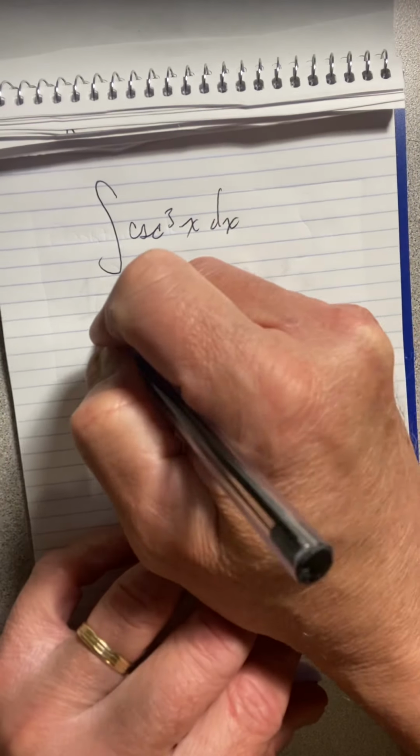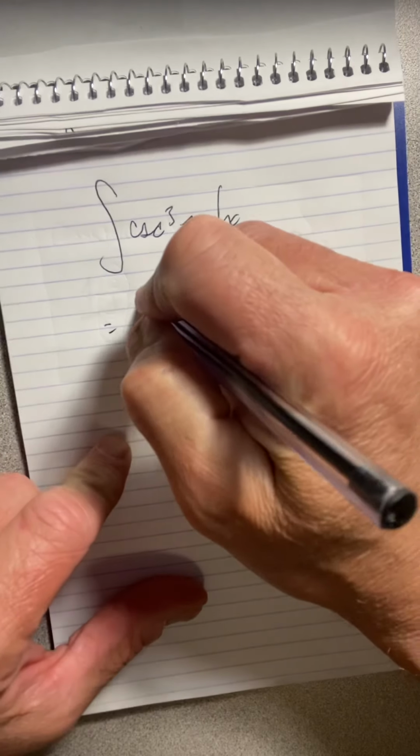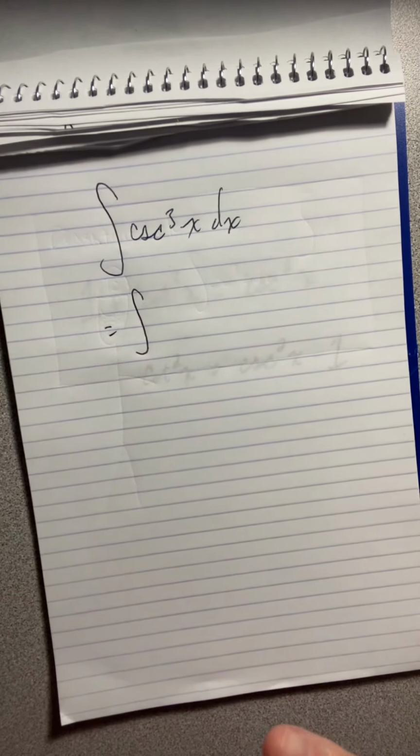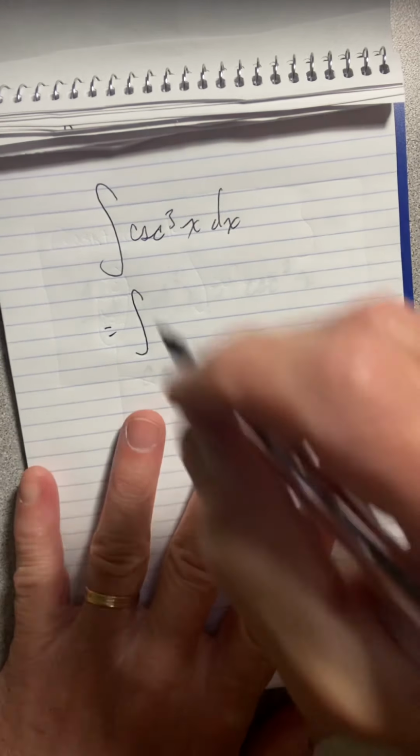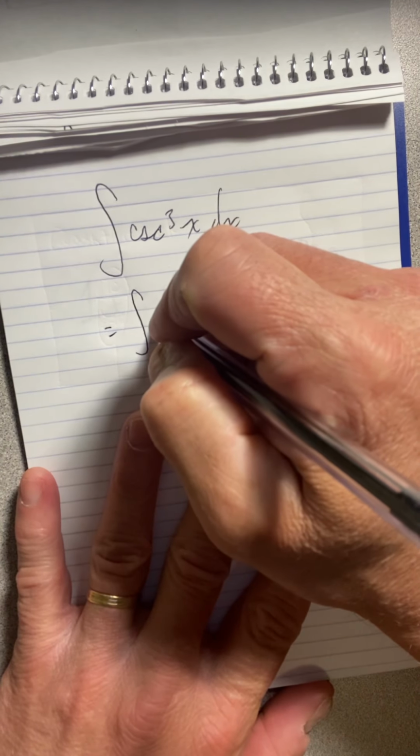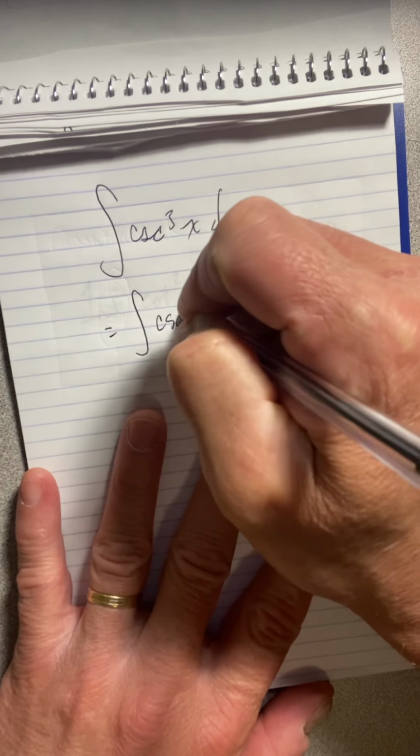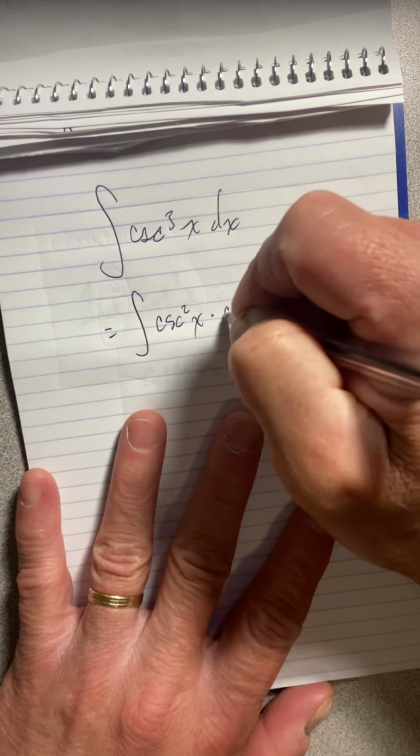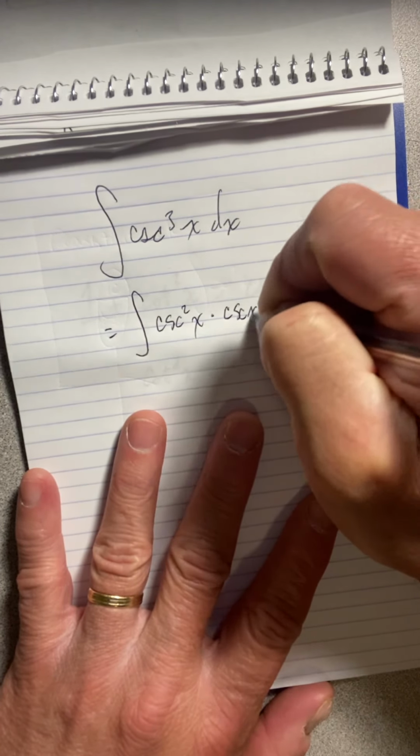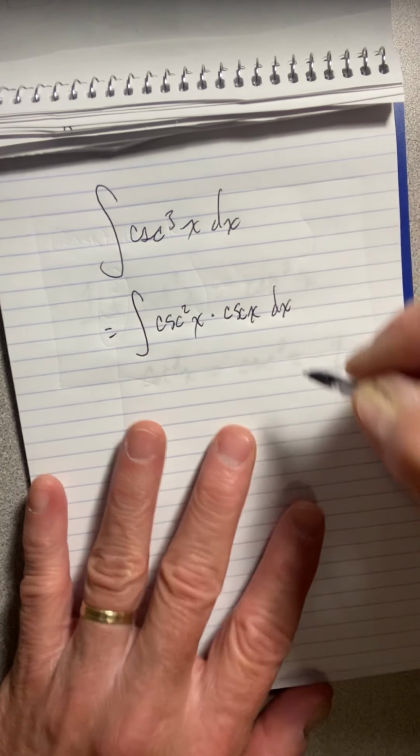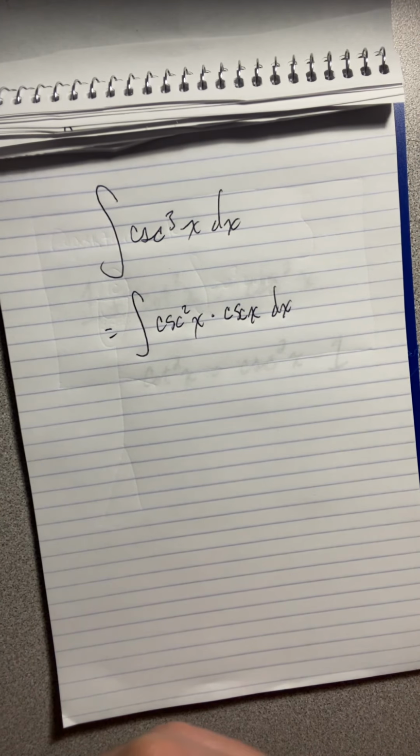So to integrate cosecant cubed, I'm going to do an odd man out. I'm going to kick out an odd man. So I'm going to say it's cosecant squared x times cosecant x dx. Then I'm going to use parts.